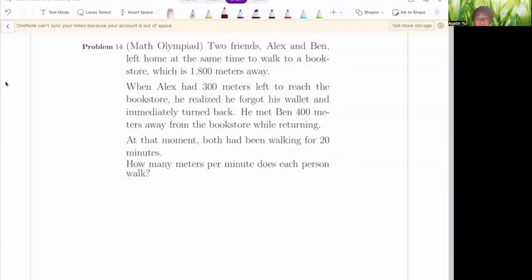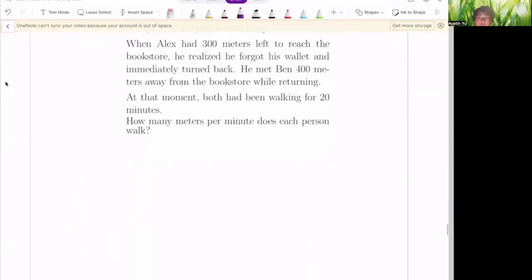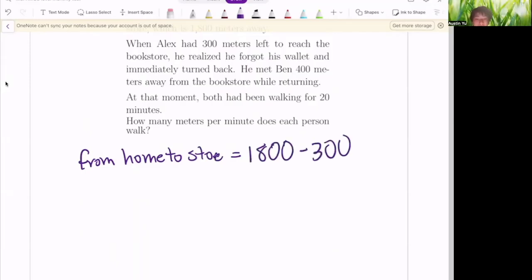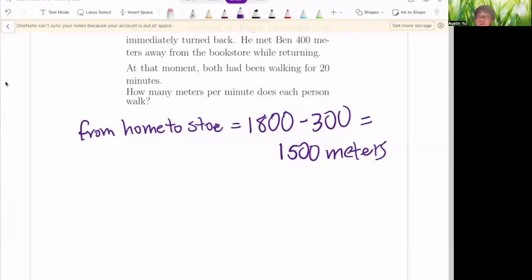So let's understand Alex's journey. Alex walks from home towards the bookstore, from home to store. The total is 1,800 meters away minus 300, because when Alex had 300 meters left to walk, that means he walked 1,500 meters. And then he turns around and walks back from that spot until he meets Ben. And the meeting spot is 400 meters from the bookstore, so Alex walked from 300 meters away from the store to 400 meters away. That's a distance of 100 meters back.